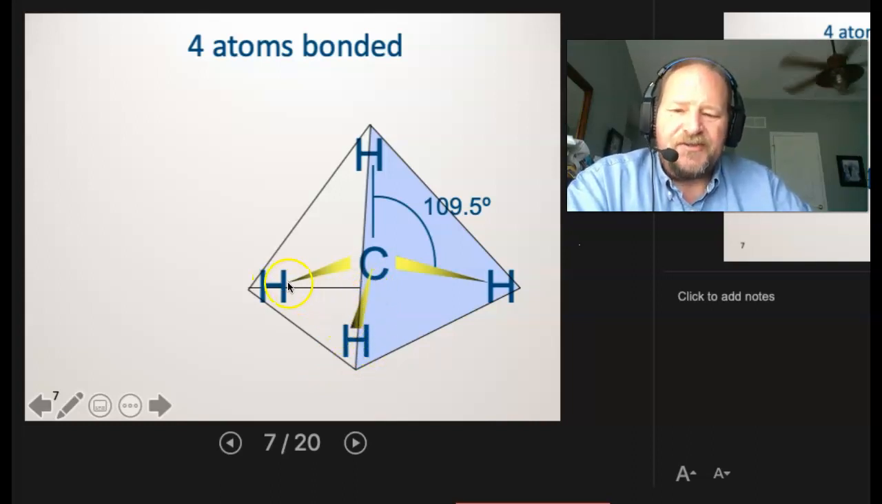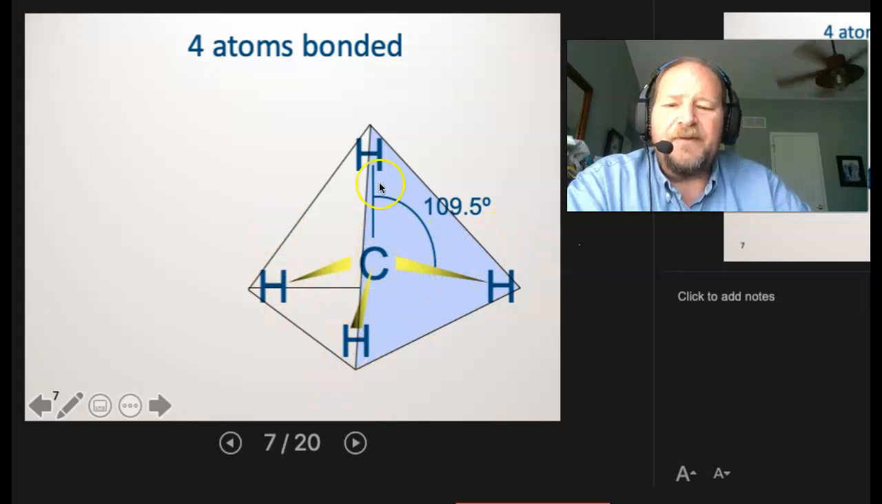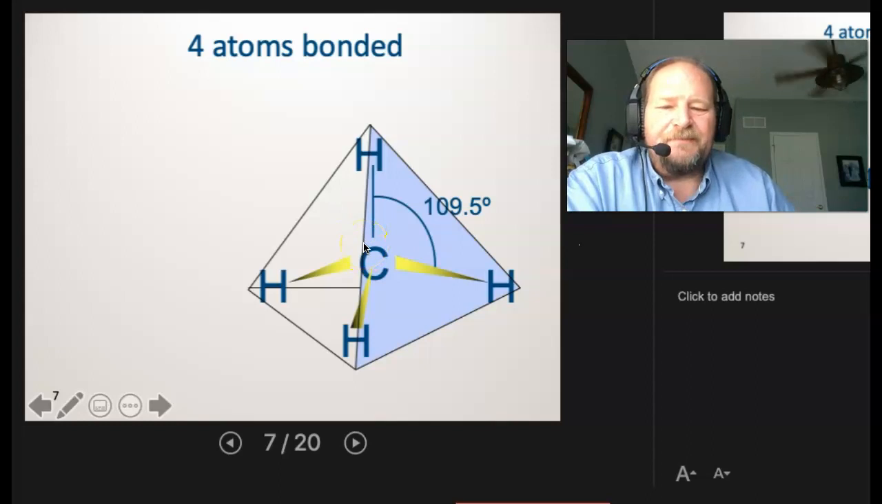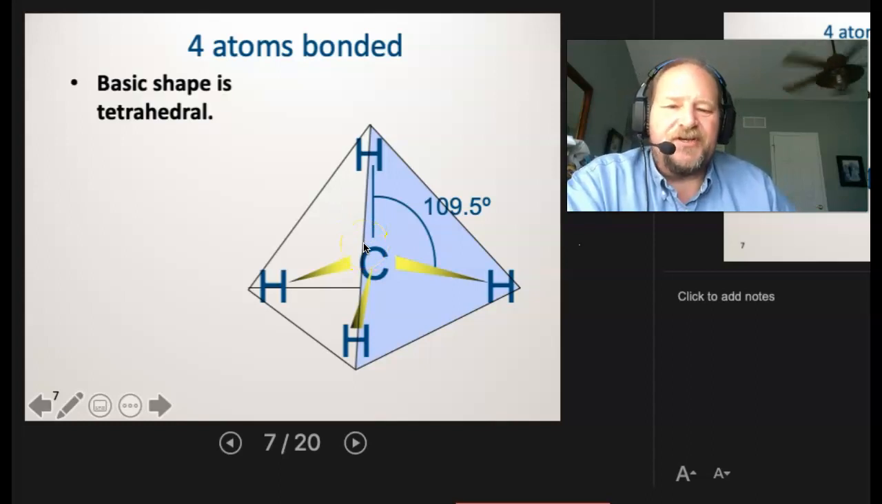This hydrogen, notice the wedge is coming up to the carbon. That means this hydrogen is actually back behind the board. Same with this one. So these 2 hydrogens are actually back. This hydrogen is coming forward, but this hydrogen is in the same plane, right? This is our basic shape. And our basic shape is called a tetrahedral.